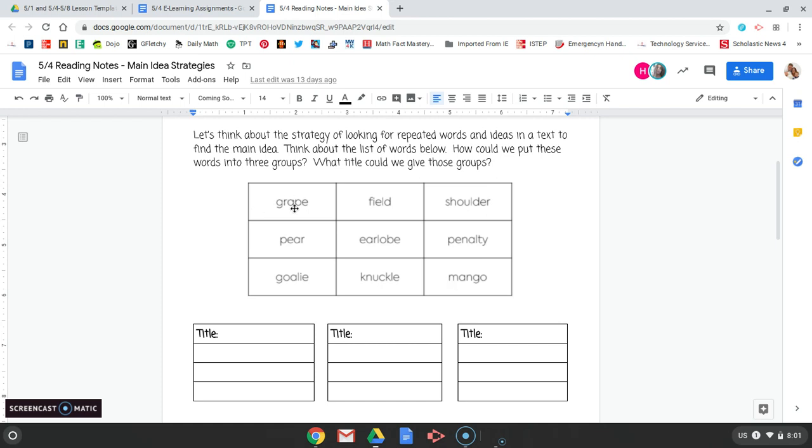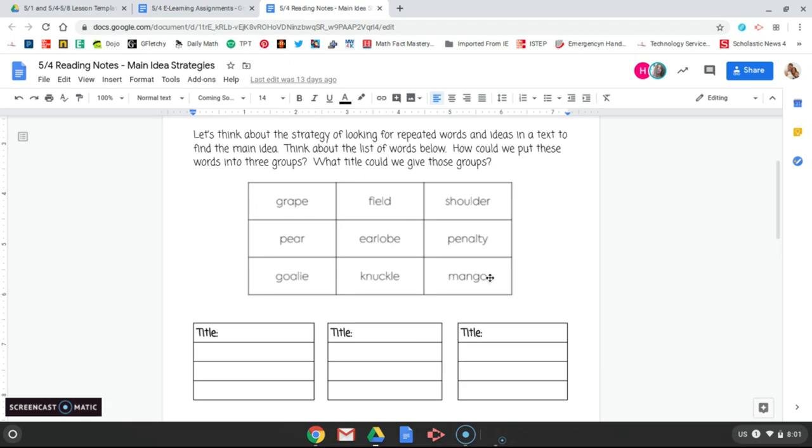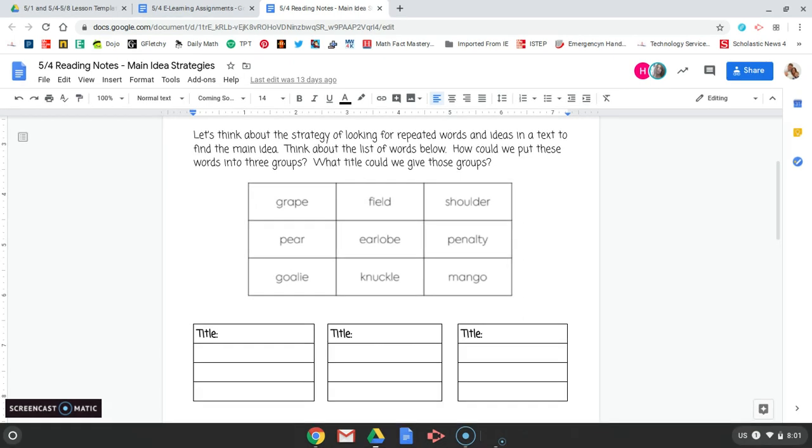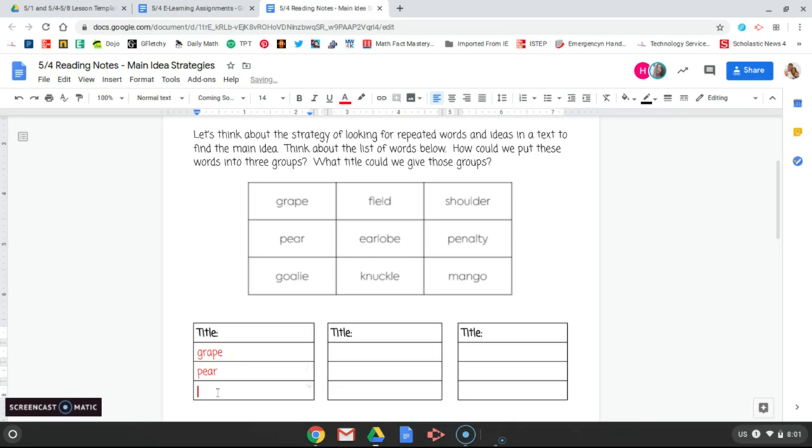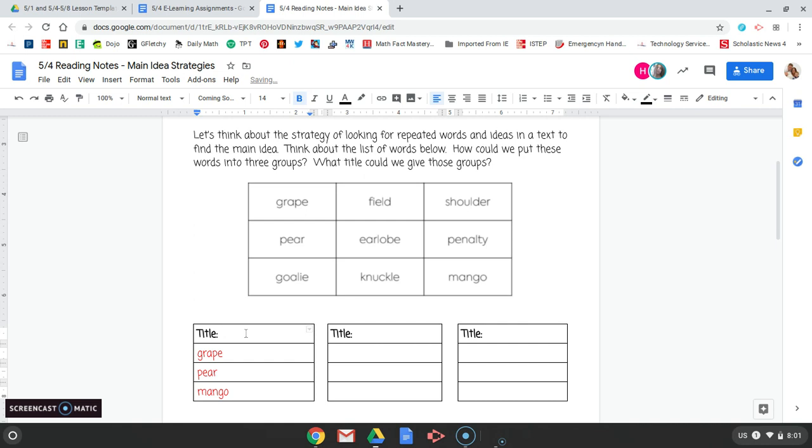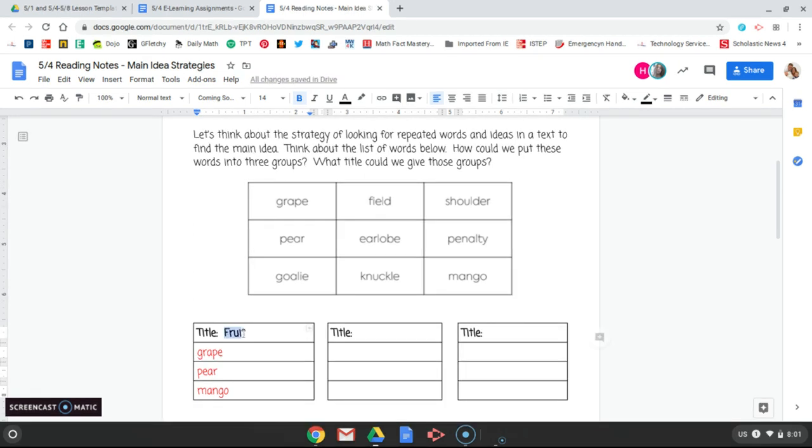So even though grape and pear and mango are different words, they're all a type of fruit, and my brain recognizes that when I read those words, so I can group them together. So for my first group, I would put grape, pear, and mango. And the title I would give that group is fruit, because each of those is a type of fruit. So that's how they go together.